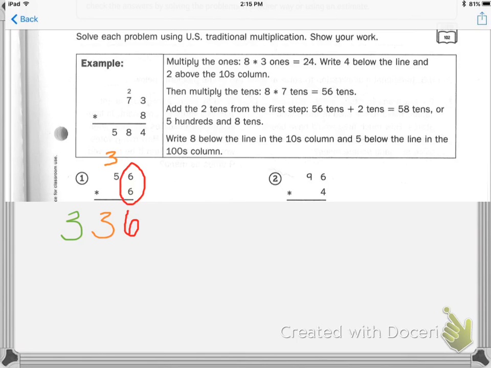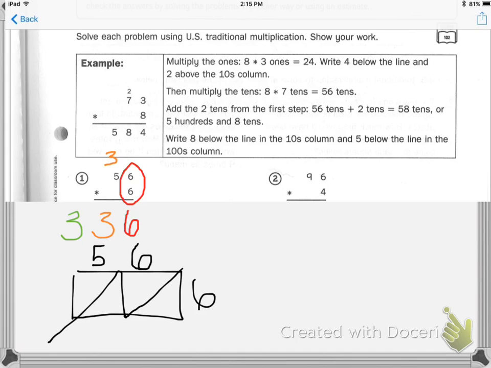Let's check our work by using the lattice. So I make my box, split it in half, 56 times 6. 6 times 6 we said was 36. 6 times 5 is 30. 6, 3, 3. Do those answers match? They do. Try the next one on your own.